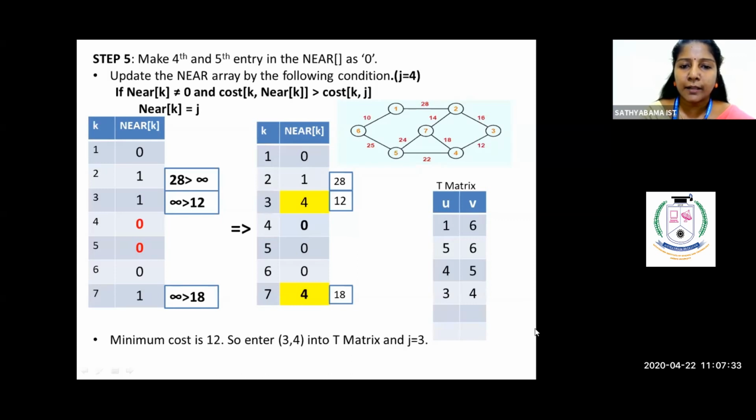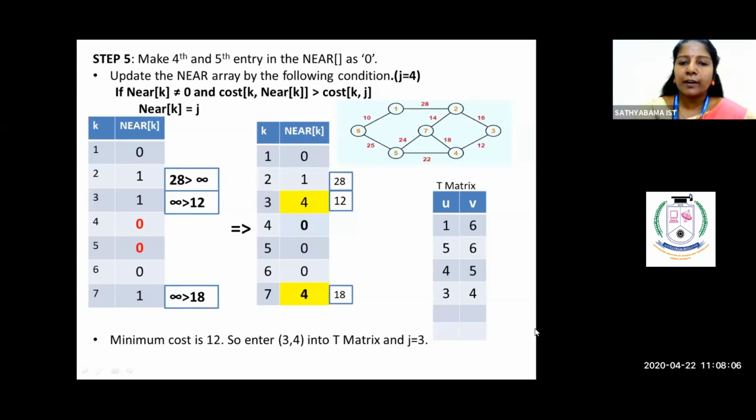Now look at the updated array. How many non-zero elements do we have? The second entry, third entry and the seventh entry. Only 3 non-zero entries in the updated array. Now what is next? We need to find the cost of the particular edge. So 2 comma 1, what is the edge cost of 2 comma 1? 28, and the edge cost of 3 comma 4 is 12, and 7 comma 4 is 18.